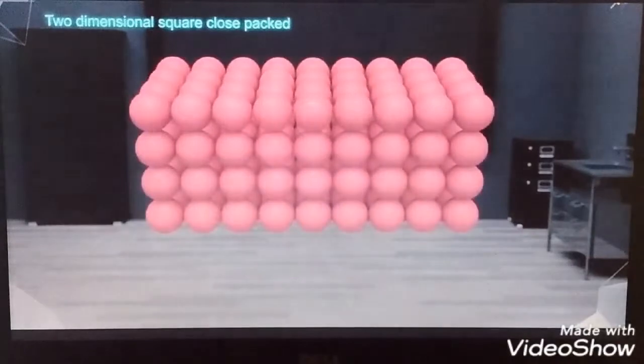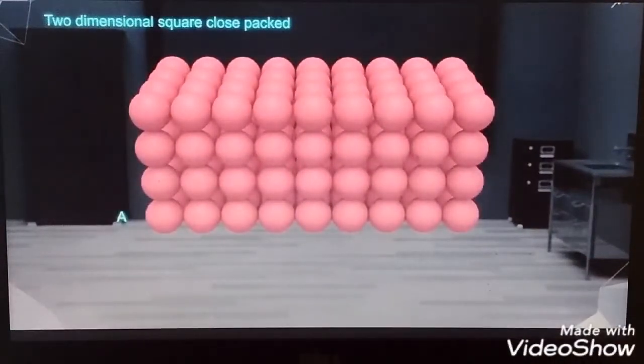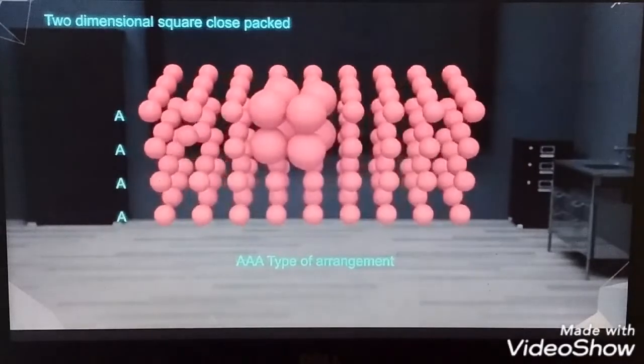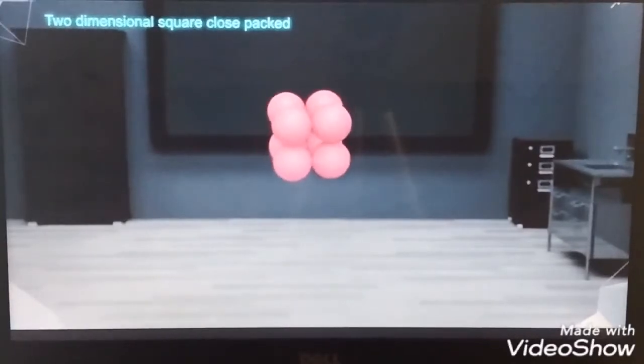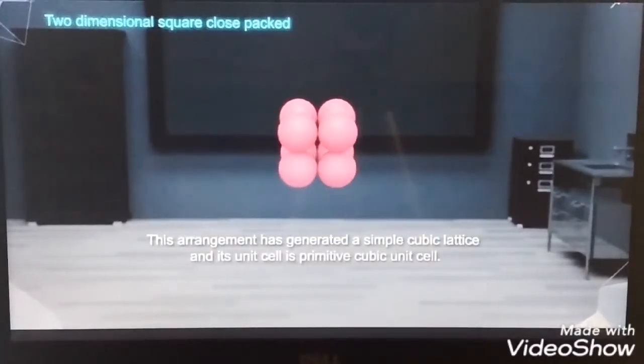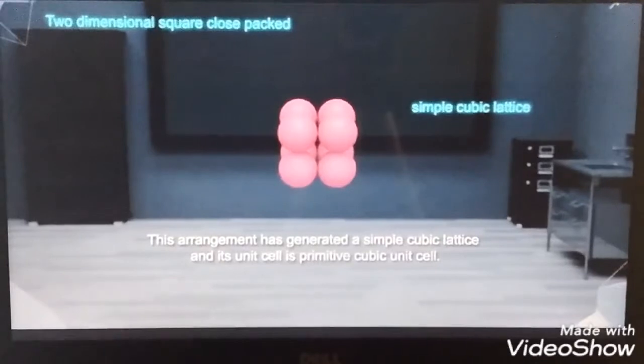If we call the first layer A type, and since all the layers are also of the same type, this kind of arrangement is known as AAA type of arrangement. On observing carefully, we will find that this arrangement has generated a simple cubic lattice, and its unit cell is a primitive cubic unit cell.